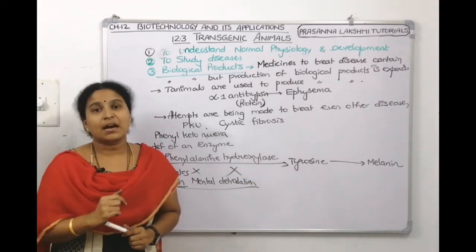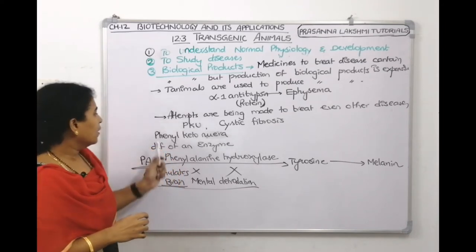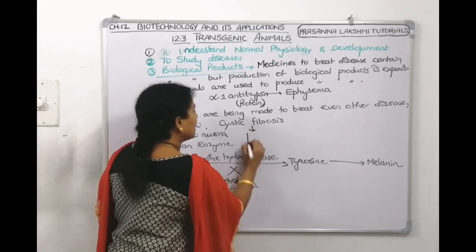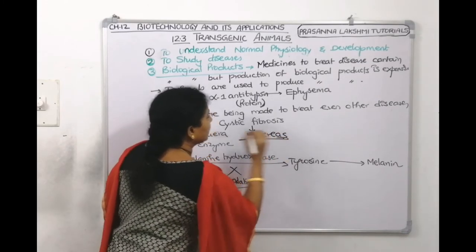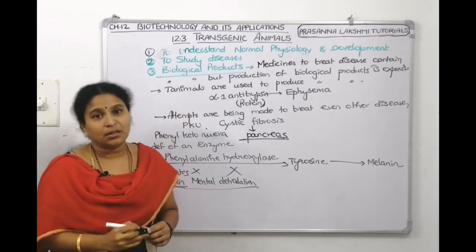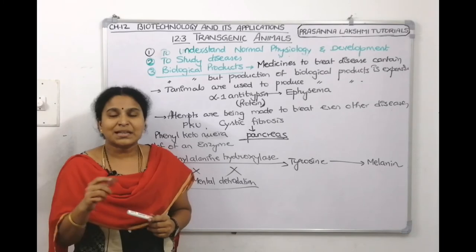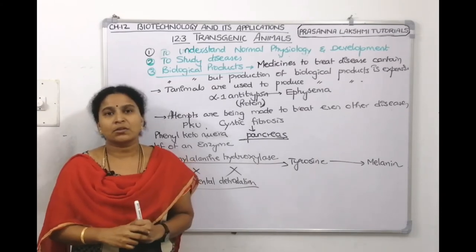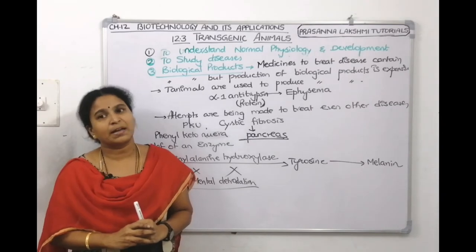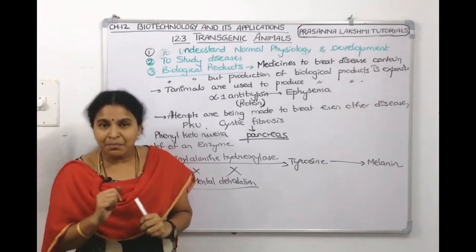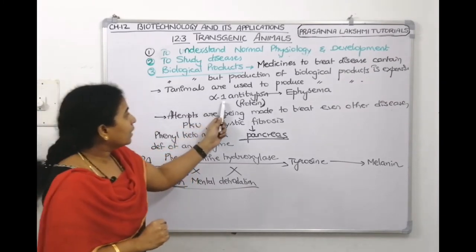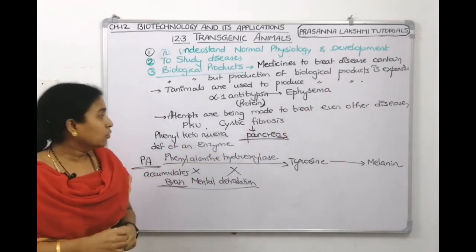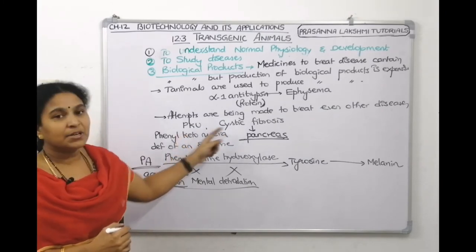So scientists are working to treat even dangerous diseases like phenylketonuria and cystic fibrosis. Cystic fibrosis is also an enzyme defect, related to the pancreas. Okay. So we are talking about the third importance, biological products. In some medicines we use biological products. If you want to manufacture them using an industry, it's an expensive task. So we are using transgenic animals to manufacture those biological products. For example, in some animals we have produced a protein called alpha 1 antitrypsin, which is used to treat emphysema. Scientists are still working to treat other diseases like PKU and cystic fibrosis.